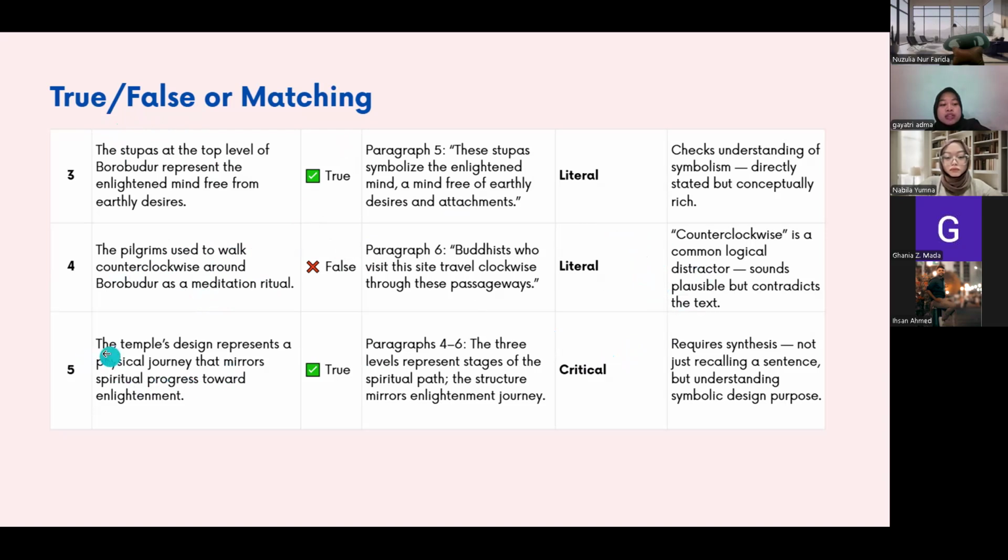And then the last one, the temple represents a physical journey that mirrors spiritual progress toward enlightenment. Here, it is another level of comprehension because it assesses critical comprehension. The students not only can conclude from the text, but also have to better understand the symbolism of Borobudur temple to answer this one, whether it is true or not.